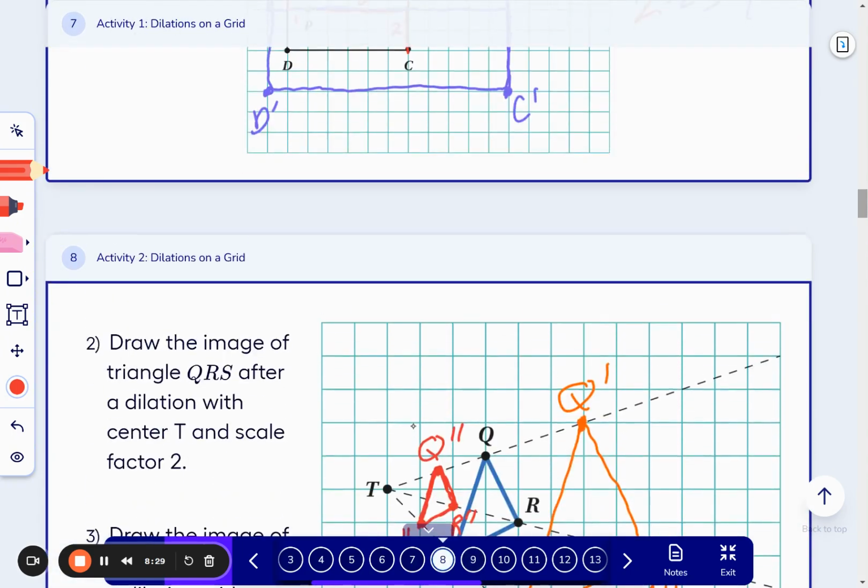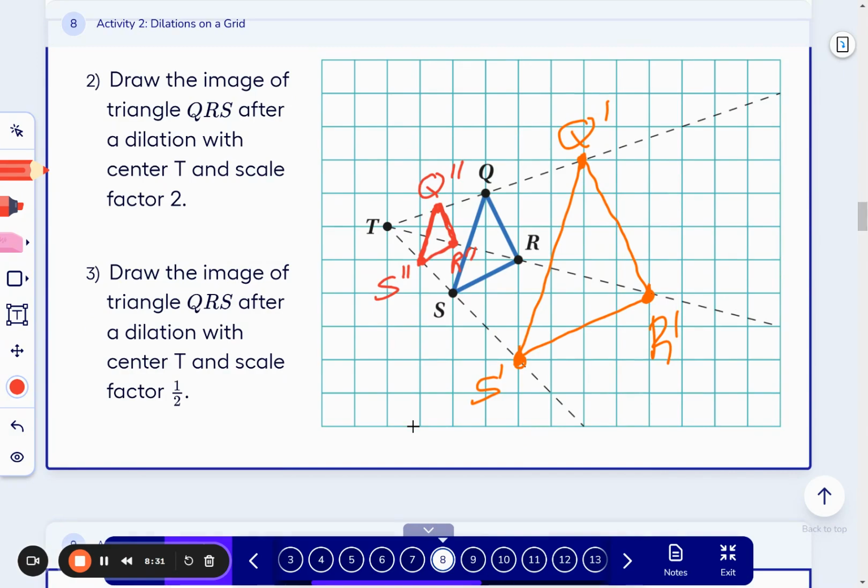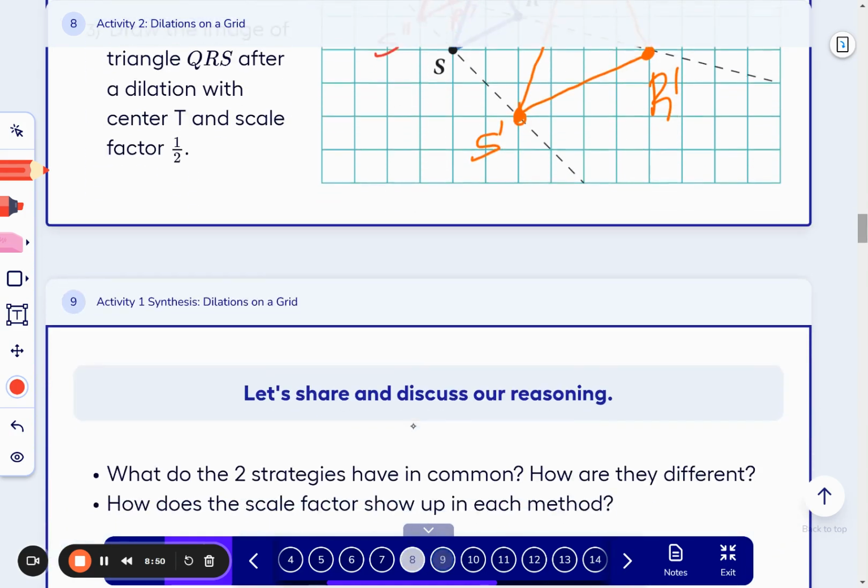Okay, you could have, on either one of these, measured from T to Q, found it in centimeters, took that times 2 and measured out. Just knowing you're going to be on this line. You'd think that since this was on a grid, it would stay on a grid, but when I went smaller, it wasn't. So it's not always the case. But you could have done the measurement.